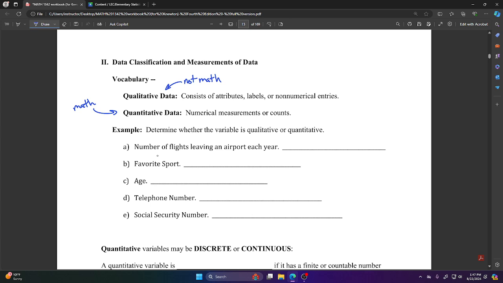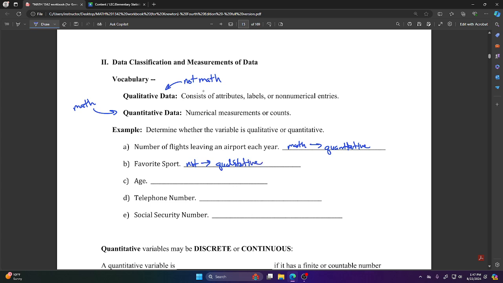There's a lot more nitpicky things in there, but that's the Chad version. So the number of flights leaving an airport, would you say that's math or not math? That's math. And so what would I actually call it? Quantitative, yep. You got it. Favorite sport, math or not math? Not math. Therefore, I call it qualitative. You got it.